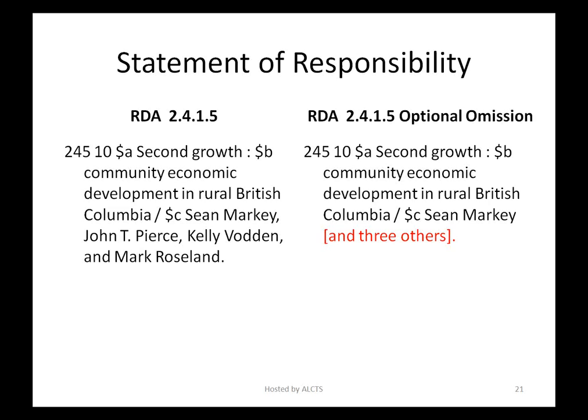Now, for the test, there was an LC policy statement that said, generally do not omit names in a statement of responsibility. But I have seen some of the test participants who did RDA records did use this option. And this is interesting, whether you record all the four names or whether you give this omission, you still have the choice of whether to give access points for all four of the names. So it's not tied in, as it was in AACR2, to what's in the statement of responsibility that you record.